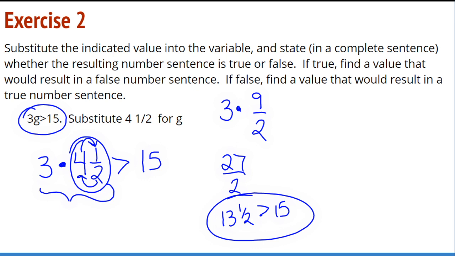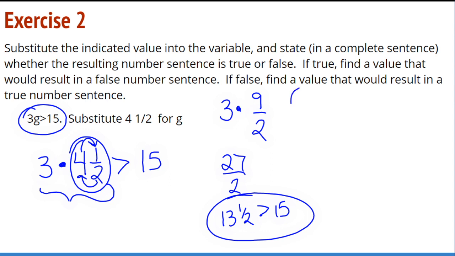And to save time in this video, I'm not going to write out all the sentences, but I will try to verbalize them. If 4.5 is substituted for g, this number sentence is false.